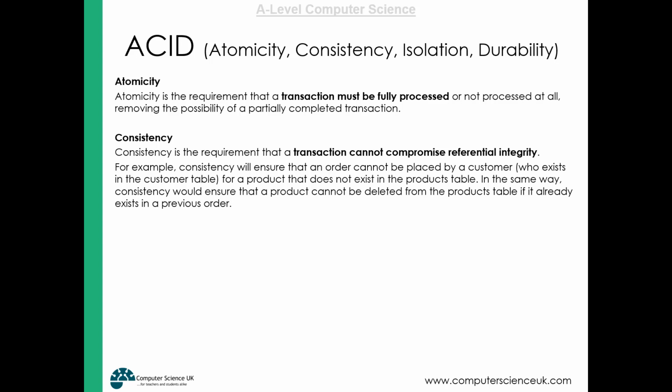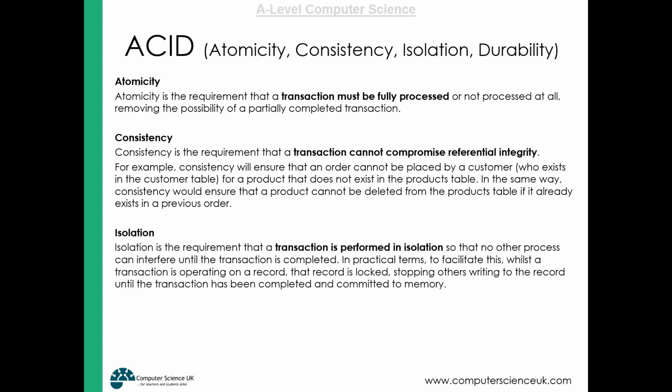For example, consistency will ensure that an order cannot be placed by a customer who exists in the customer table for a product that does not exist in the products table. In the same way, consistency would ensure that a product cannot be deleted from the products table if it already exists in a previous order. If you can't quite remember referential integrity, have a look at the relational database video. Ultimately, if you've got data that relies on data elsewhere in the database, on a different table, that link has got to persist. It needs to have consistency.